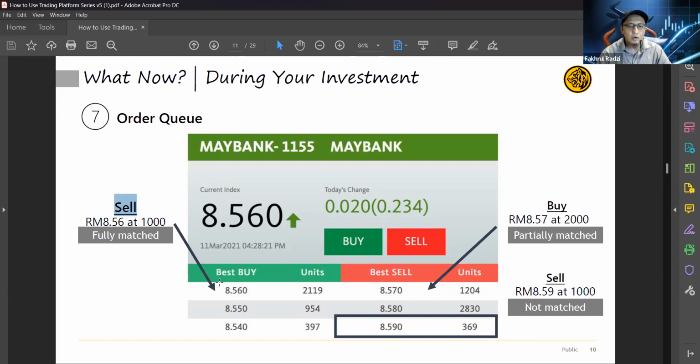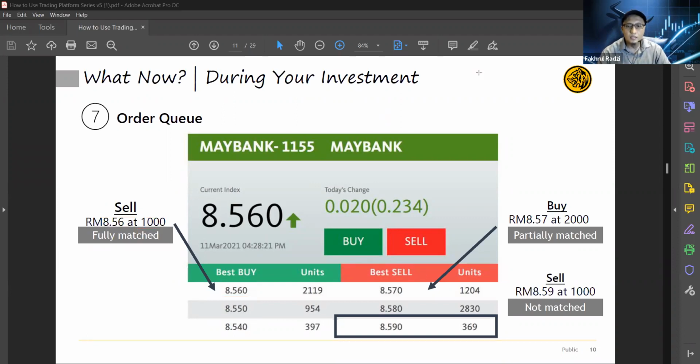Okay, there is already a buyer, what we call as pembeli tersedia. We as a seller, for instance, key in to sell our Maybank stock with 1,000 units, and we key in 8 ringgit 56 cent. There is a buyer already queuing to buy your stocks at 8 ringgit 56 cent. So it will be fully matched, because there is a ready buyer to buy your stocks at the price that you want.